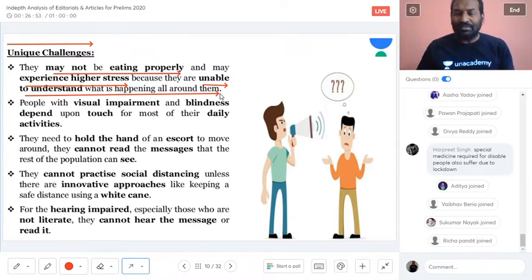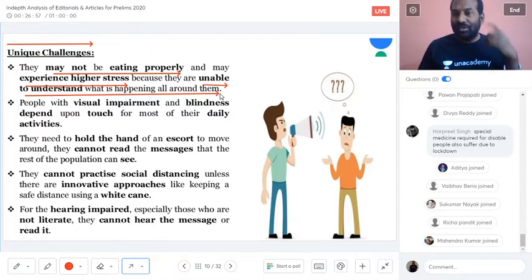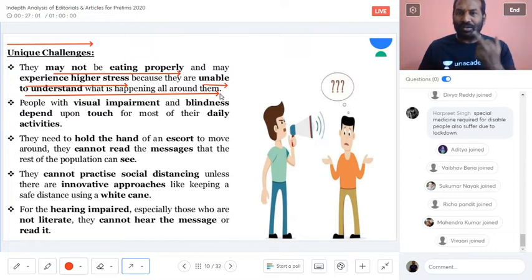And that is a unique challenge, because they do not know what's happening, because they are either unable to listen, unable to talk, or unable to see. Walking and eating are a different issue, but at least for information's sake, they are unable to get what is happening. They are unable to get the latest information, and that is a cause of worry, and that will cause a very big stress on people with disabilities.